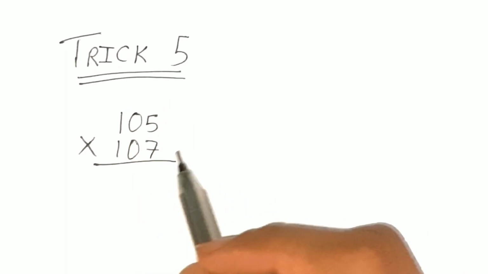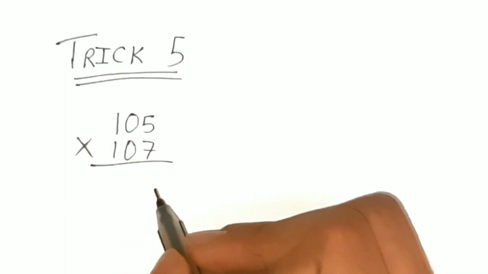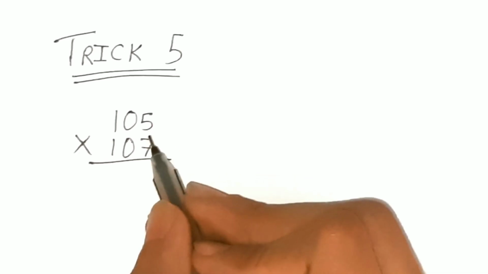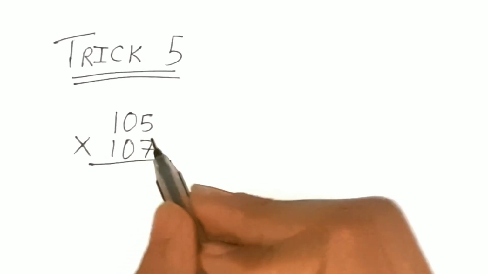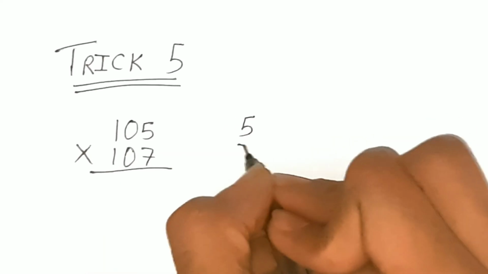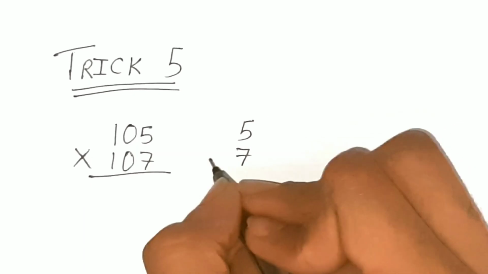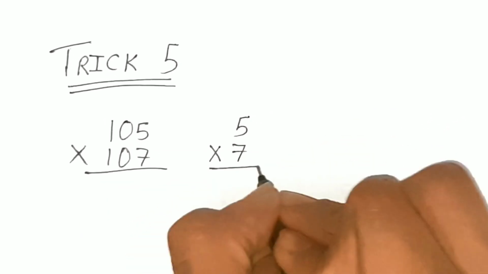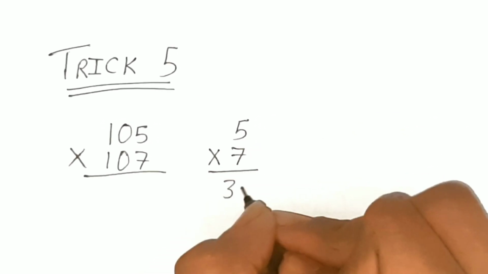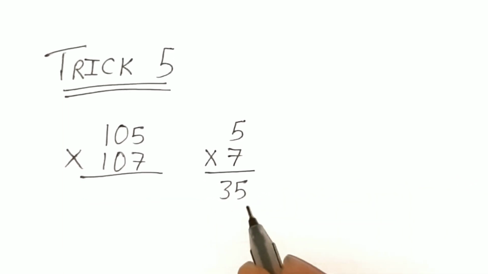Finally, we are on to trick number 5. This trick is also for multiplying numbers, but it is only for numbers that are really close to 100. So we have 105, that is 5 units bigger than 100, so we'll write 5. 107 is 7 units bigger, we'll write 7. We'll multiply 5 into 7. So 5 into 7 is 35. You don't need to write this, but just to show you I'm writing it. So we have 35 over here.